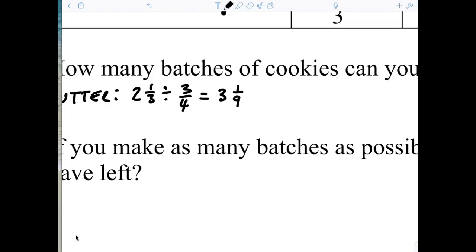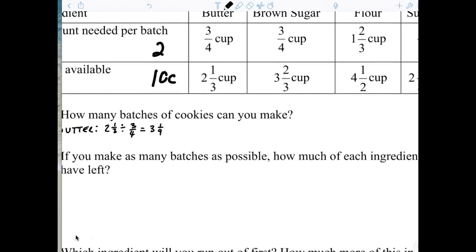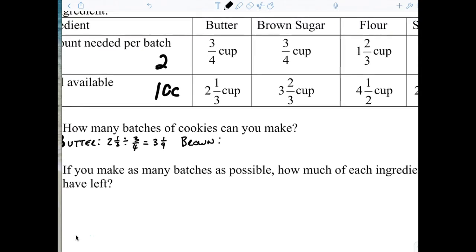Is everybody happy with that? So if we just needed butter to make cookies, we could make how many batches of cookies? 3. But we're not using just what? Butter. We also need what? Brown sugar. All right? So I need brown sugar. So how many batches of cookies could I make using brown sugar? But how would I do it, though? You have to tell me. You're awesome, girl. 3 and 2/3 divided by 3/4, and tell me what that is.